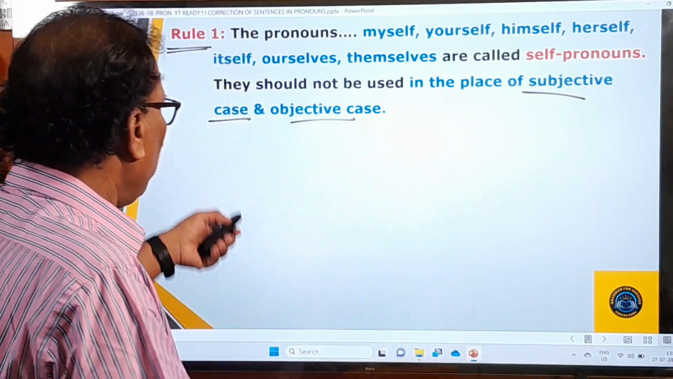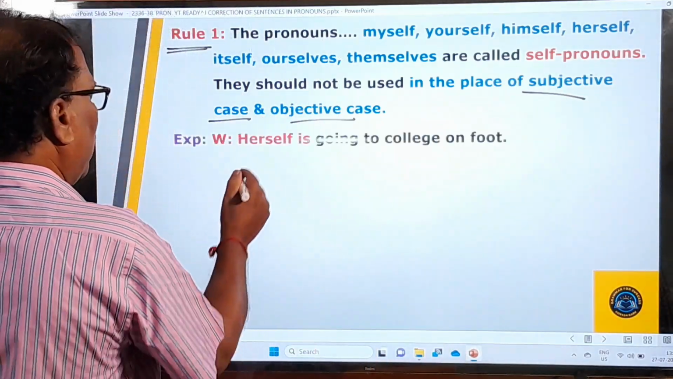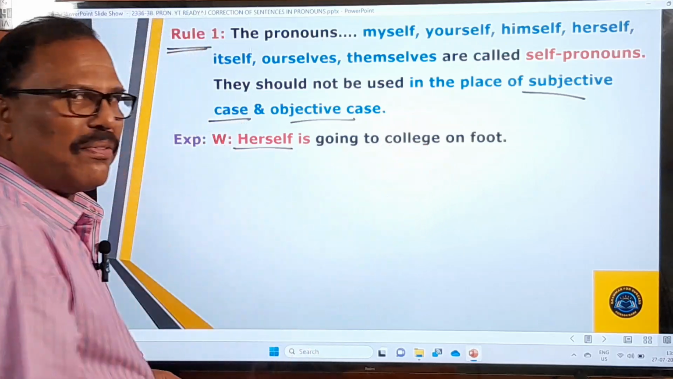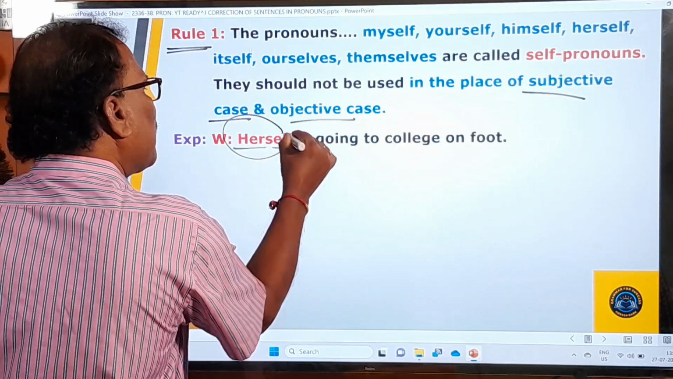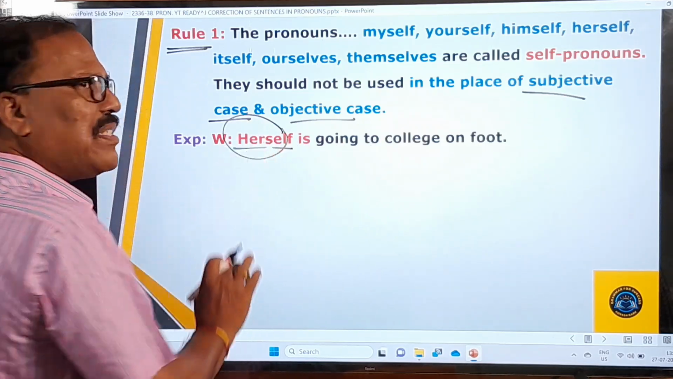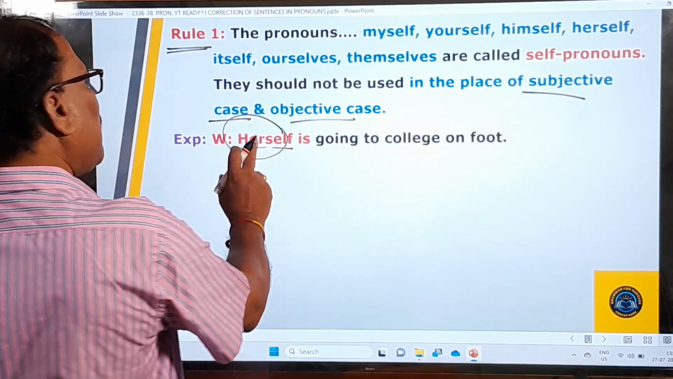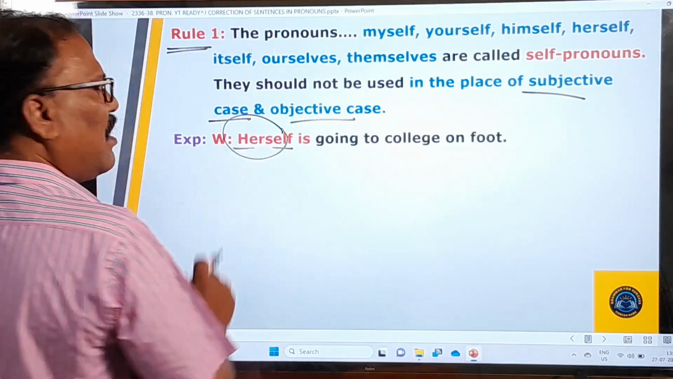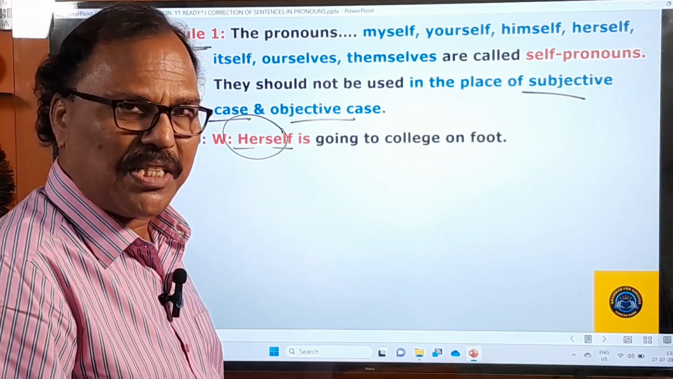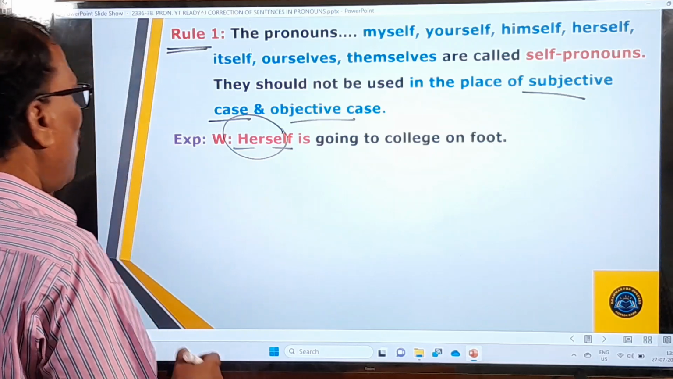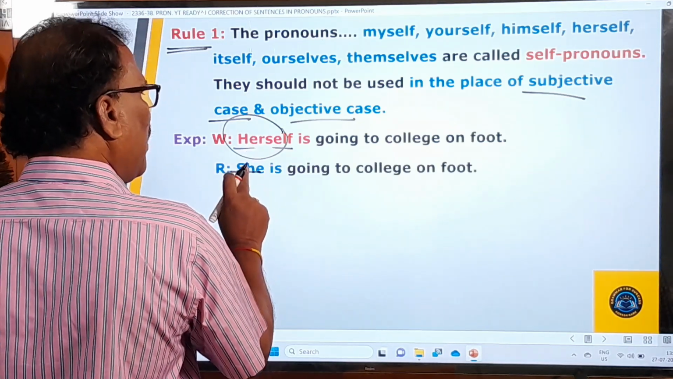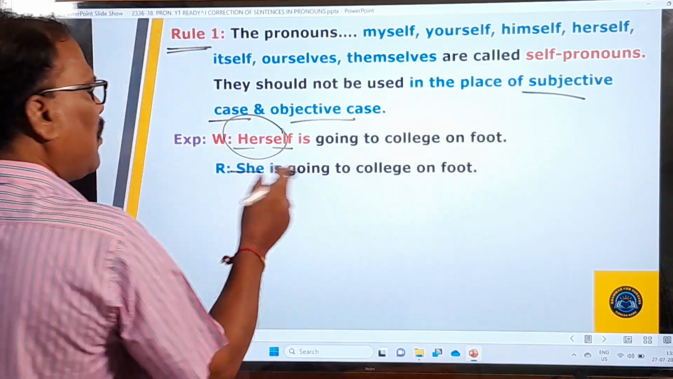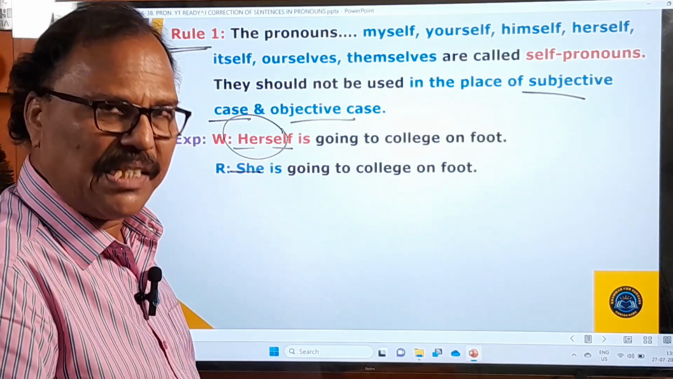How? Let us see them in the examples. Here you see: Herself is going to college on foot. In the place of the subject, the head of the sentence, herself is used. Using a self pronoun in the place of the subject is a mistake. So what should we do? Instead of herself, we have to say: She is going to college on foot. This is how we rectify the sentence.